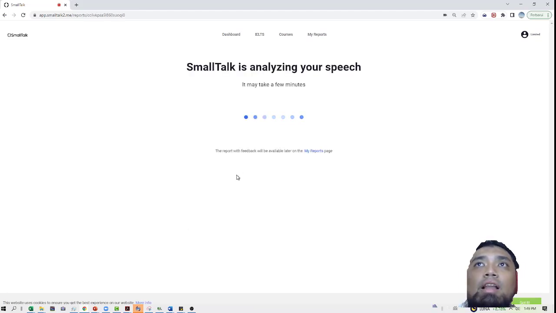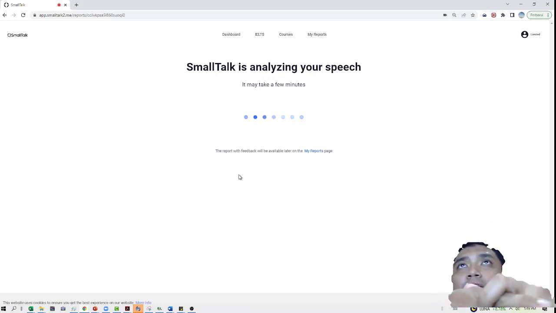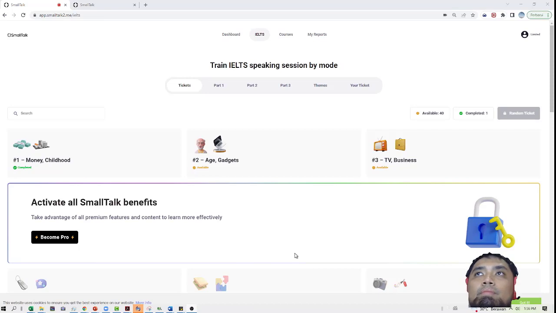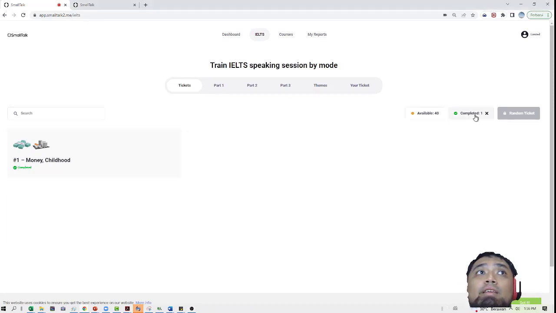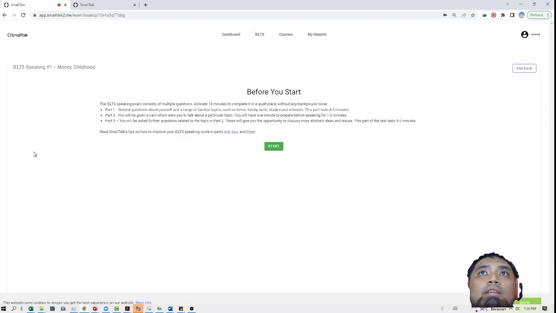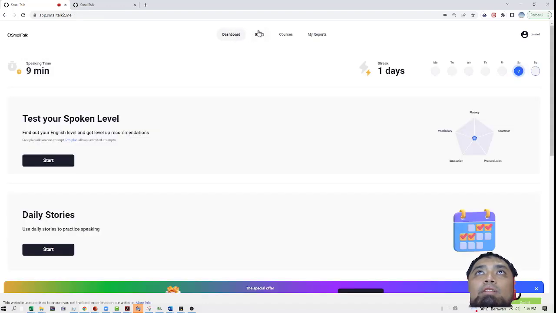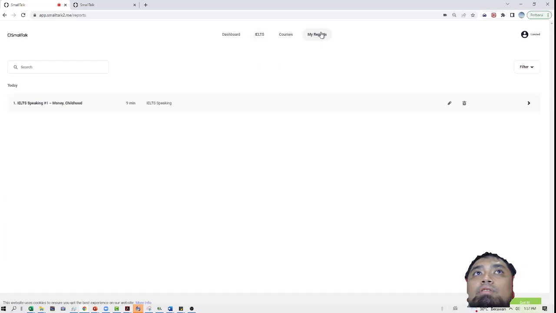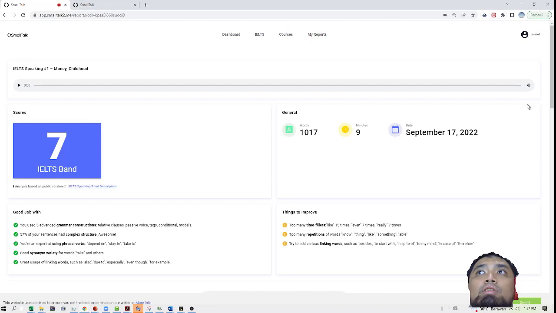Oke, jadi nanti setelah selesai ya kita akan melihat kira-kira hasilnya seperti apa ya. Oke, baik. Ya, mungkin sudah selesai karena di sini sudah ada kata complete. Di sini kita bisa lihat ya. Oh sorry, bukan di situ ternyata. Kita lihatnya di my reports.